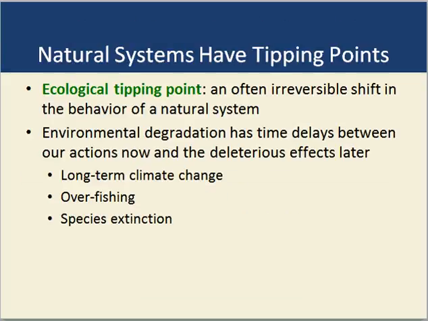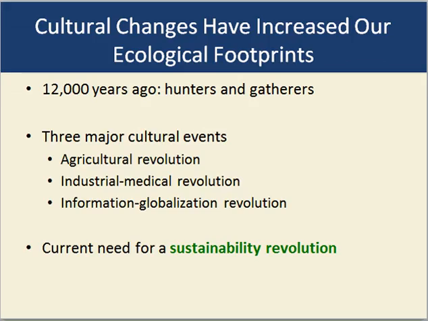Okay, ecological tipping point. This is often an irreversible shift in the behavior of the natural system. Environmental degradation has some time delays. Our actions now, we'll see a decade or two later, such as long-term climate change or species extinction.